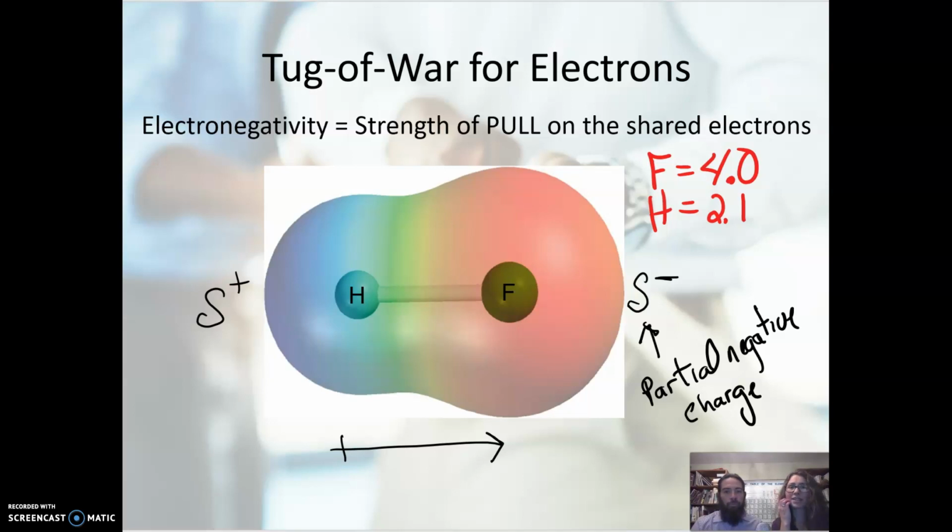We also represent polar bonds with this symbol here down in the bottom. So we have an arrow, and the arrow points to the greater electron density, and we put a little plus sign on the other side, which shows the side that has the plus side. So the partial positive is on that side.